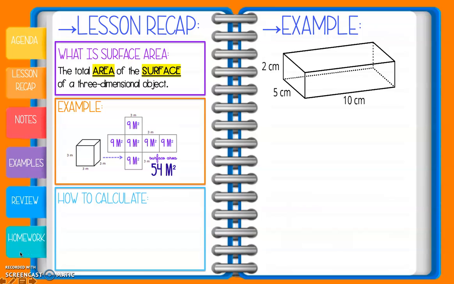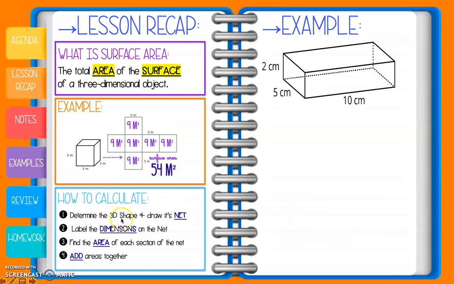Okay, so for example, we have a cube here. If I wanted to calculate the area of all of the outside surfaces, I'm going to draw a net, find the area of each individual piece, and then to get the surface area, I'm going to add it all up.